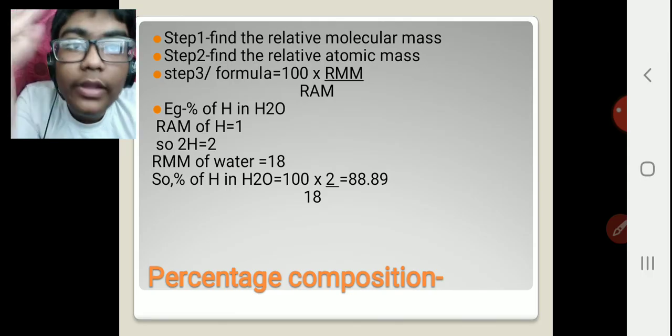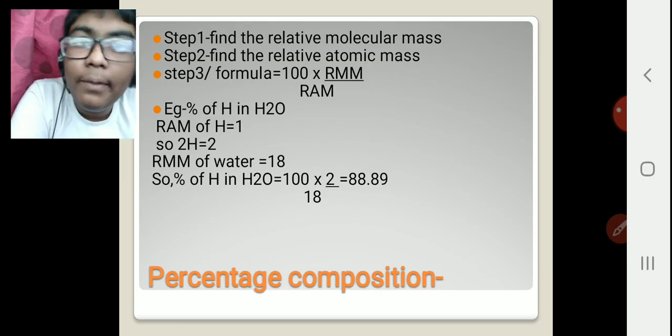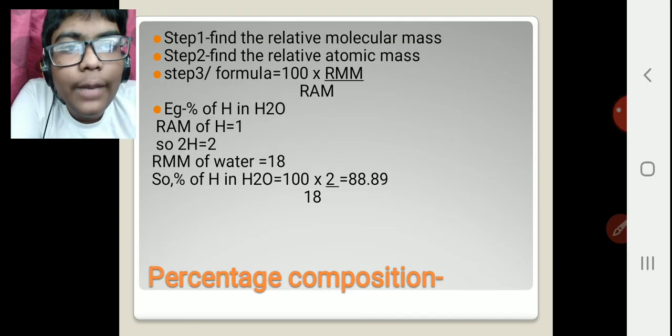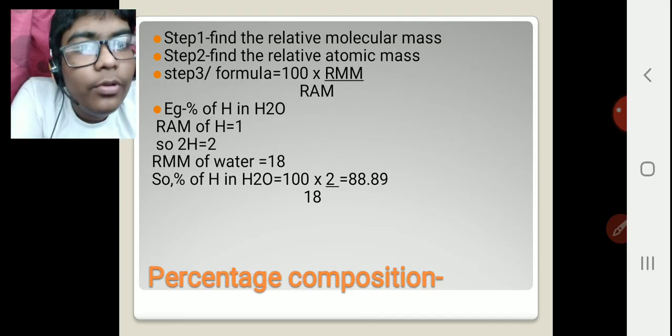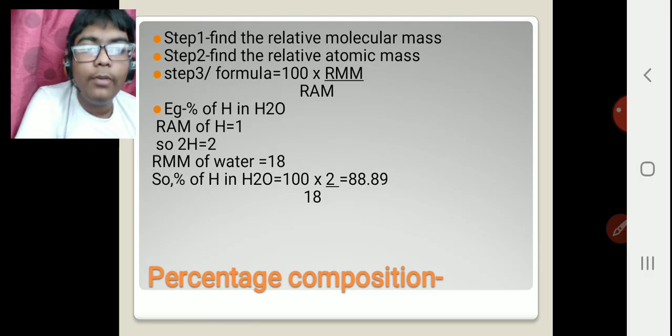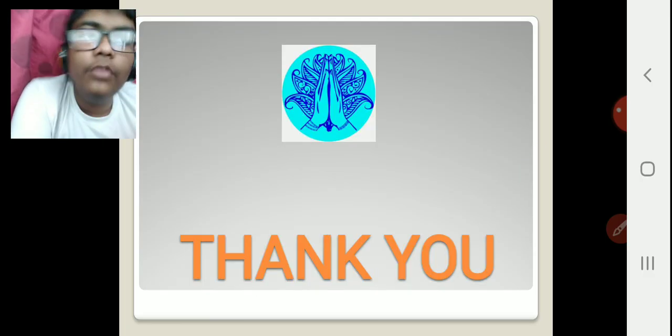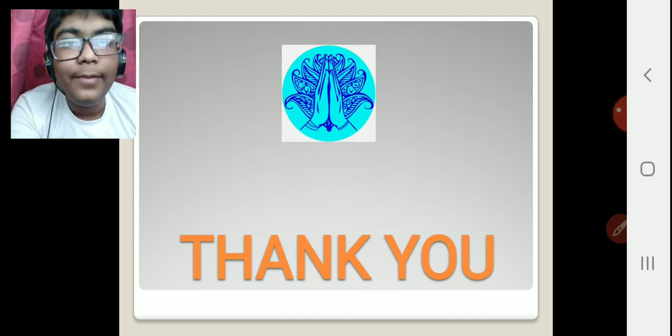Hydrogen is 1, and since there are 2 hydrogens, it is going to be 2 into 1, or 1 plus 1, which is 2. RMM of water is 18, as we saw before. So the percentage of hydrogen in H2O is going to be 100 into 2 upon 18, which is equal to 11.11. So I hope you have understood the chapter, language of chemistry.